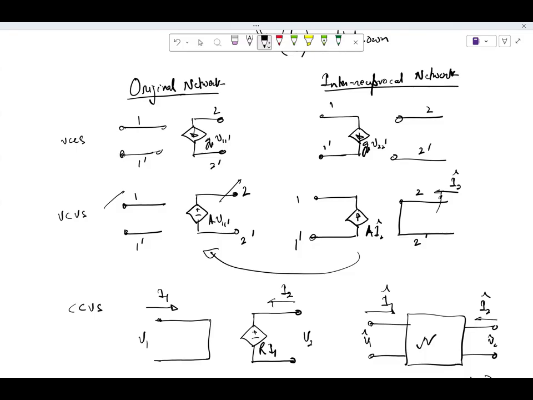Example of a VCVS? Common drain. But even if you do not get into transistor level, I know an op amp, for example, right? An op amp is a voltage controlled voltage source, zero output resistance, infinite gain, ideal op amp, right? What about current controlled voltage source, CCVS? No, right? A resistor will not have a zero input impedance, right?